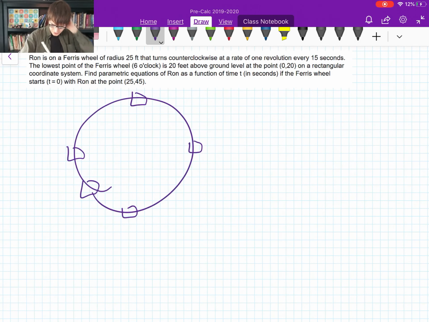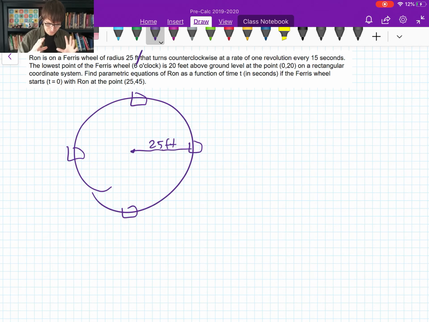Actually, that'll do. Okay, and then we'll say the radius is 25 feet. Okay, good. We got the first part down. And we're saying it turns counterclockwise. Let's see, that's the first part. And it turns counterclockwise at a rate of 1 revolution every 15 seconds.